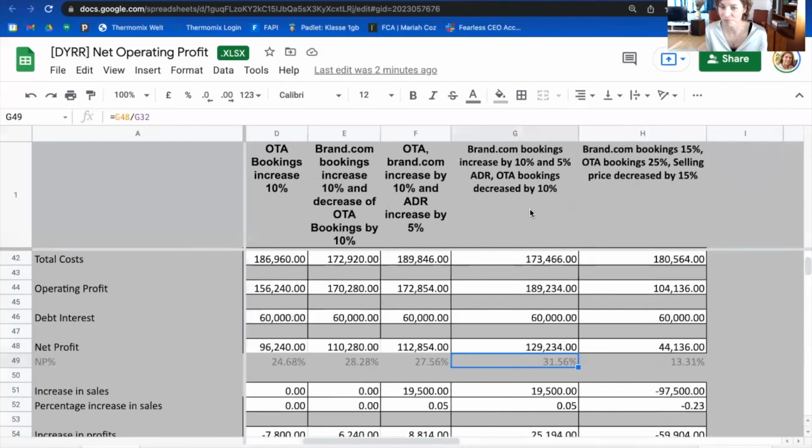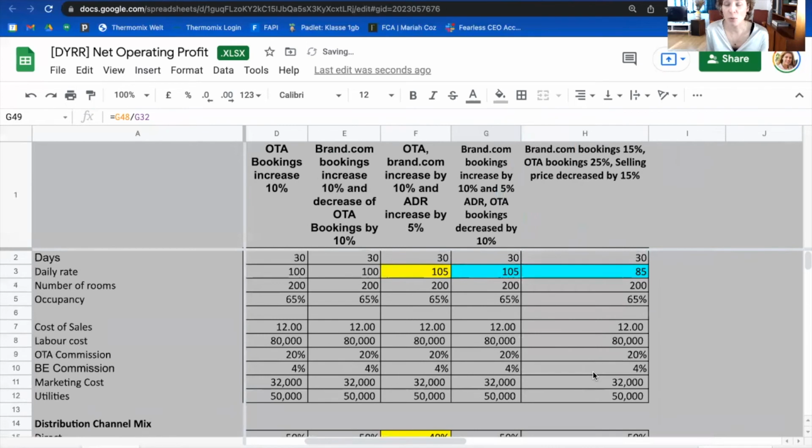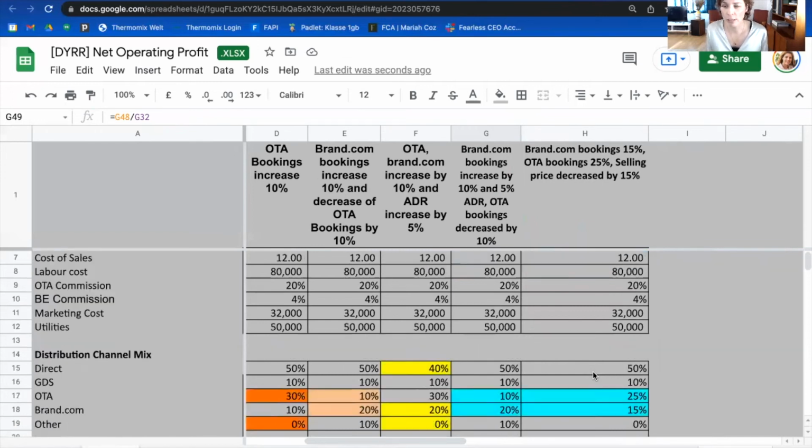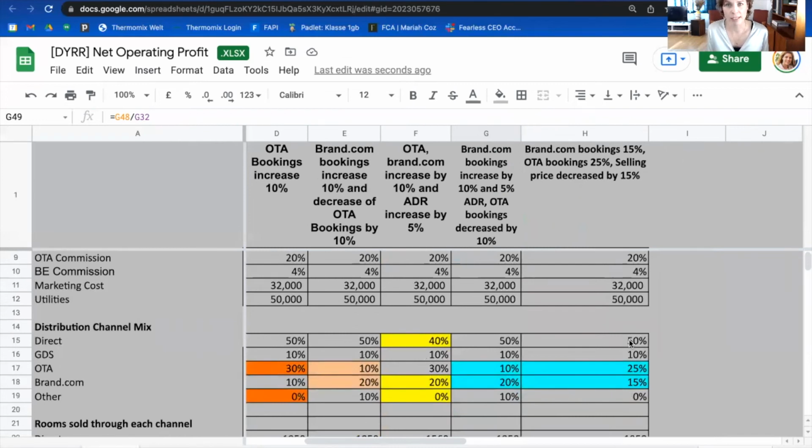And the last scenario, column H, is what is going to happen if you're struggling and you feel like, I have to cut the price because I have no other way to survive. There is no other way, just decreasing the price. We're going to keep the direct business as it is. We're going to increase OTA bookings by 5%, because it may happen that when you decrease the price, the bookings on OTA are going to increase, and they will also increase on your website. Okay, let's do it like this.